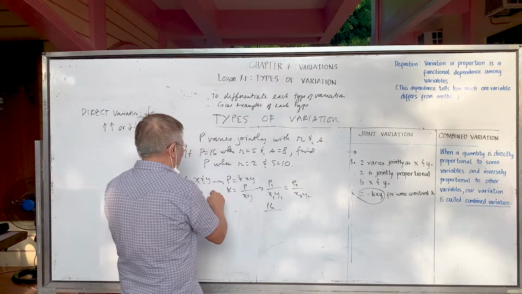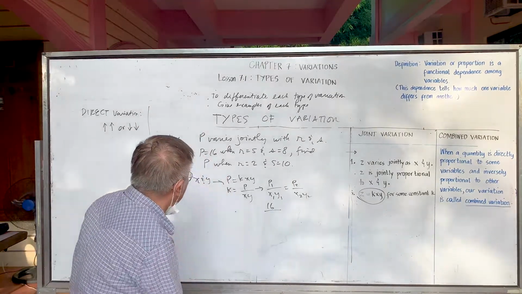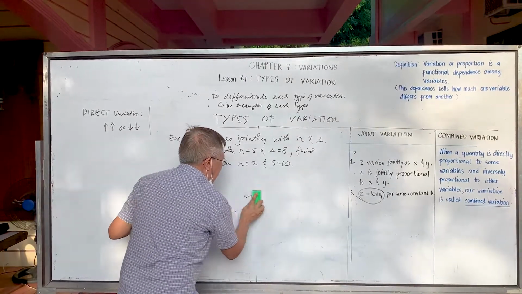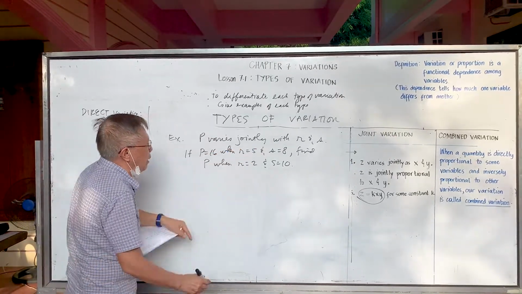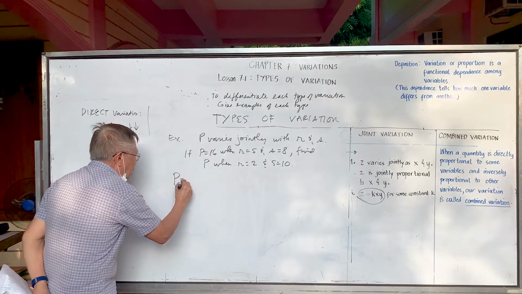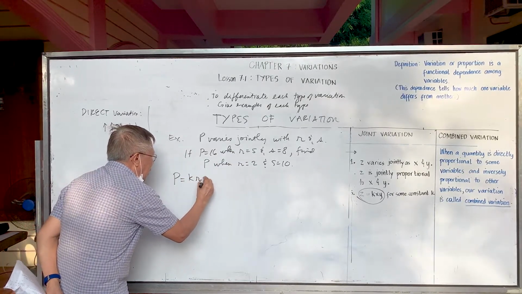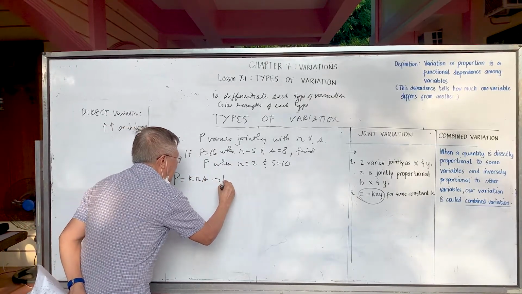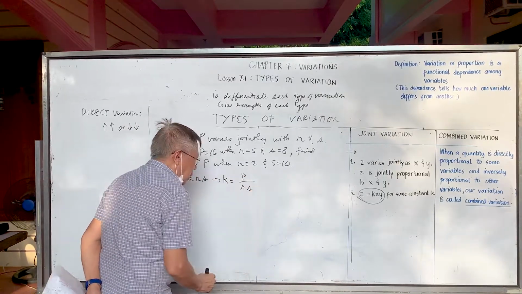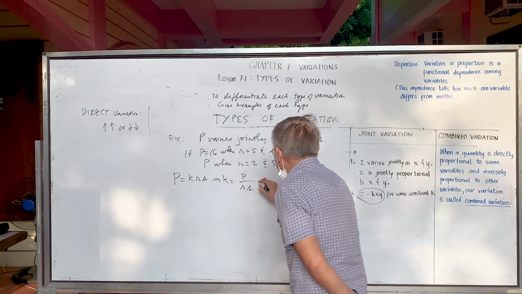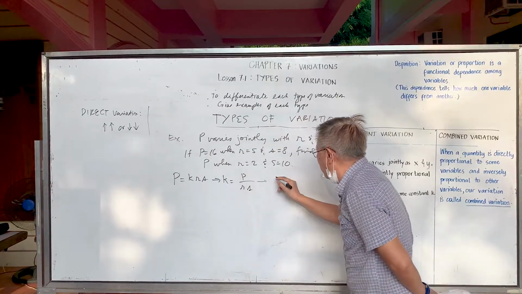Okay, I'm sorry, that should be, I will erase. Okay. P varying jointly with R and S means P equals K, R, and S. And this gives me K equals P over R, S. Now, this one defines the relationship of the three variables.